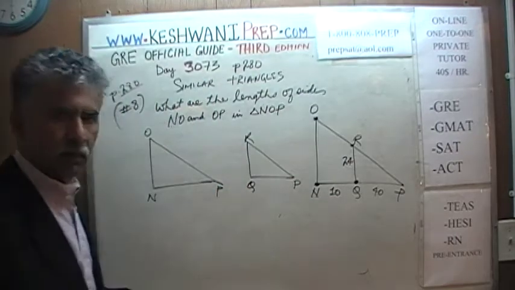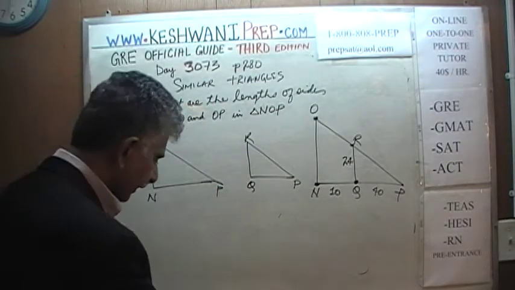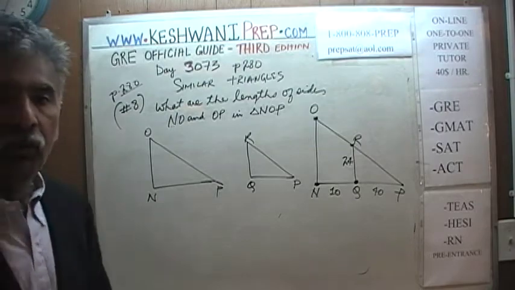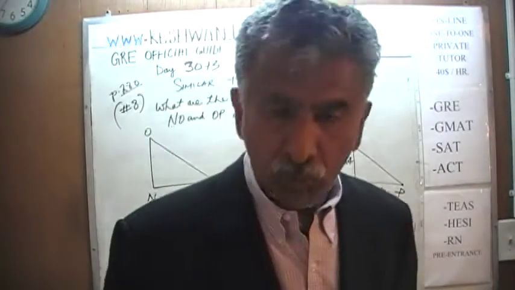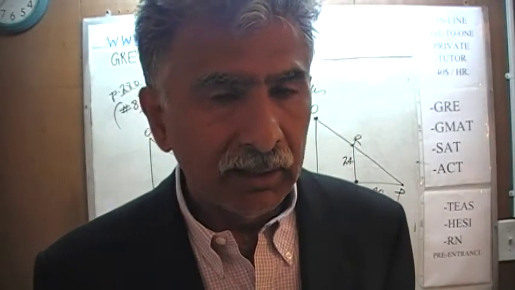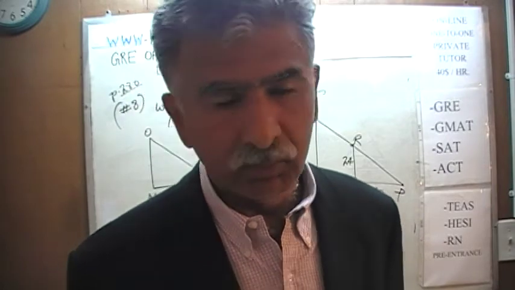PQR. We could have done it just here, but I wanted to make sure that you understand it. As long as two of the angles are equal to each other, corresponding equals, then remember, the third angle must also be equal.